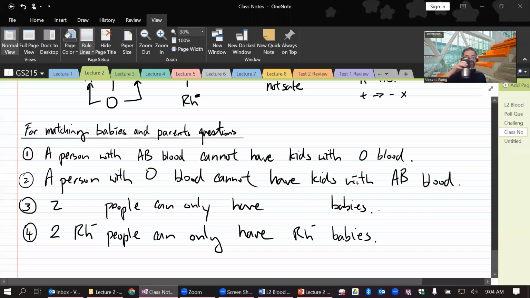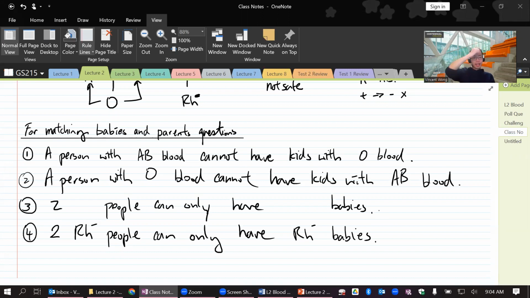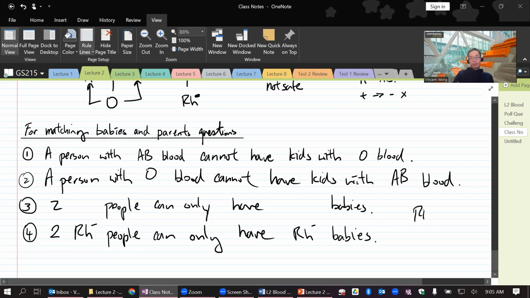Two Rh positive people can only have Rh positive babies. Okay, thank you for trying and saying that. Again, that's very common for many people to think. If the parents are Rh positive, then the whole family is going to be Rh positive, but not necessarily.